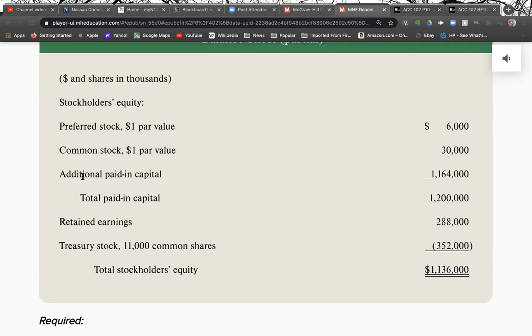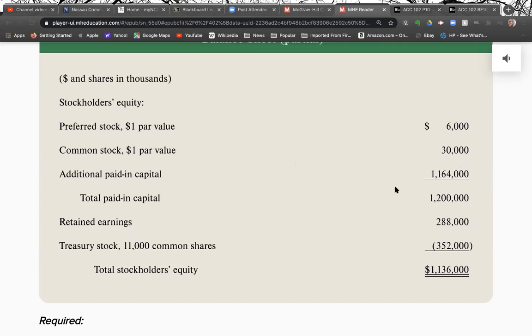Now, they did something very sneaky here. Ordinarily, the way I like to see this is, yeah, preferred stock, $1 par, that's great. Common stock, $1 par, that's great. But additional paid-in capital, they played a dirty trick on you. They combined the preferred and the common together to make up this number here, 1,164,000. So that's going to create a problem for us later on. It's not a problem that's insolvable, but it's just something that complicates things.